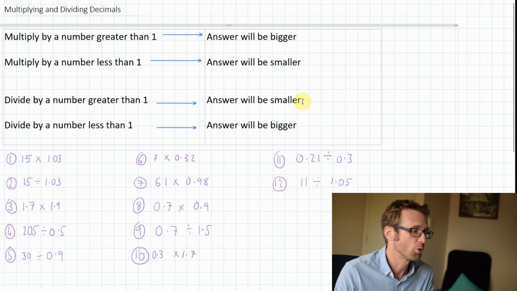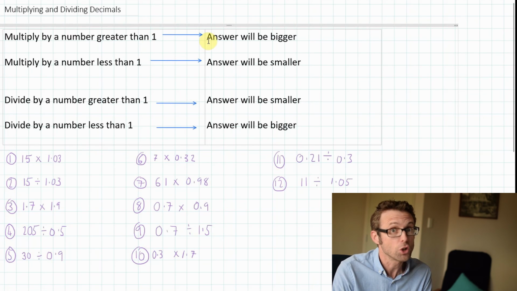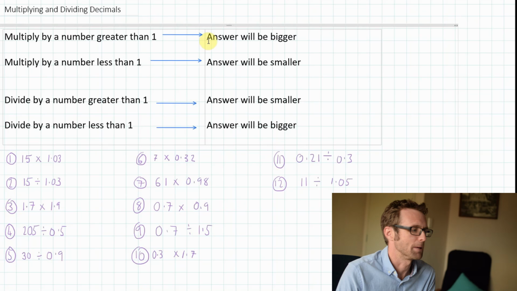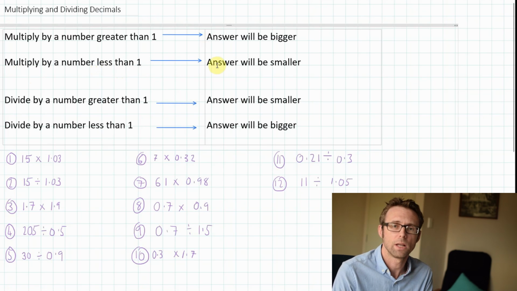So the first rule is here: multiply by a number greater than 1 and your answer will be bigger. So, for example, 15 times 1.2 is going to be greater than 15. Second rule is multiply a number by a number less than 1, and your answer will be smaller. For example, if we said 15 times 0.9, the answer will be less than 15.